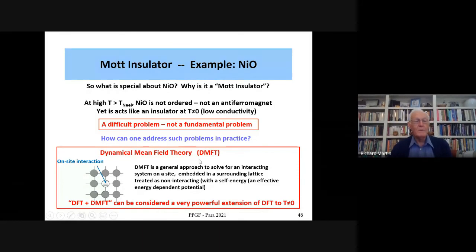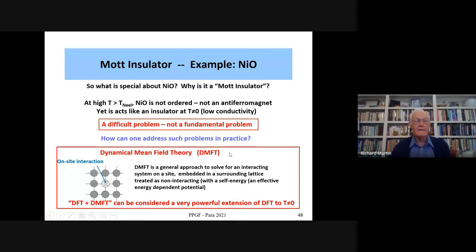And if you actually do the dynamical mean field theory and use parameters from the density functional theory, which is essentially the state of the art nowadays, from one point of view, it can be considered as a very powerful extension of density functional theory to non-zero temperatures. And now I don't want to put this down. It's doing a marvelous job. It puts in more than just temperature. It puts in correlations in a way that's extremely useful.